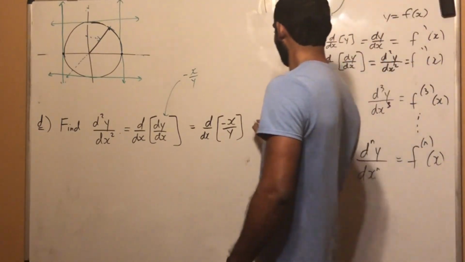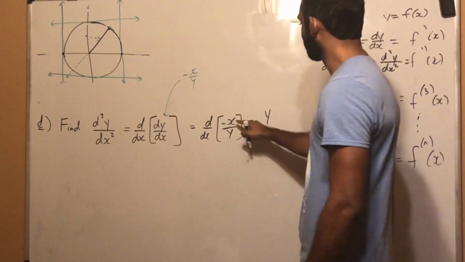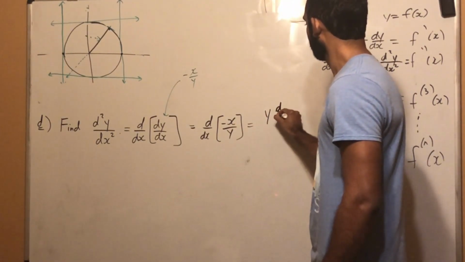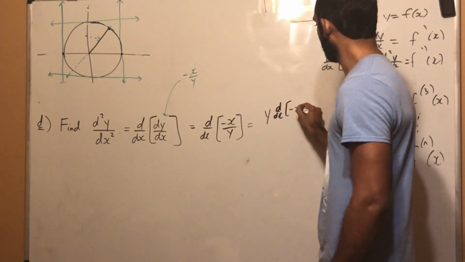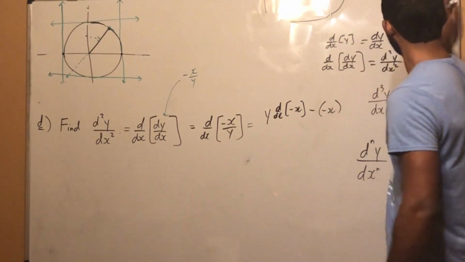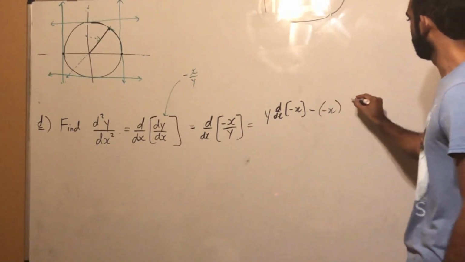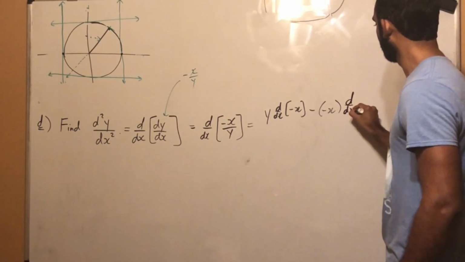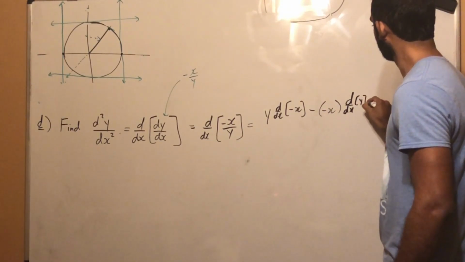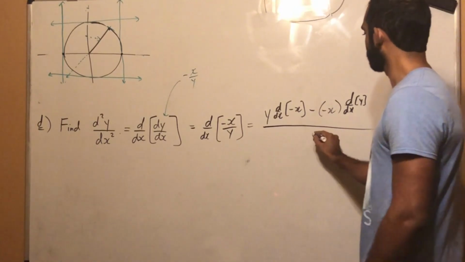So, low times the derivative of the high, d dx of the high, minus high times the derivative of the low, so d dx of y, which is just dy over dx, all over y squared.